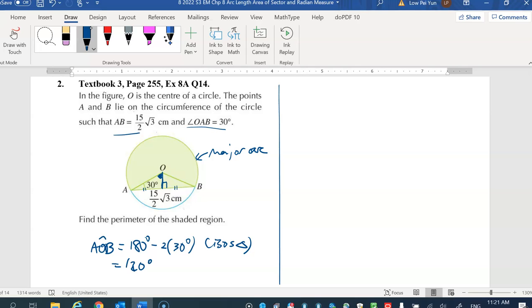Since this is a perpendicular bisector, I need to divide AB by 2. If I divide AB by 2, I can find this part. So I will take AB divided by 2, which is 15 root 3 over 4. Okay, so in order to find half of AOB, I can make use of cosine because I have to find my hypotenuse.